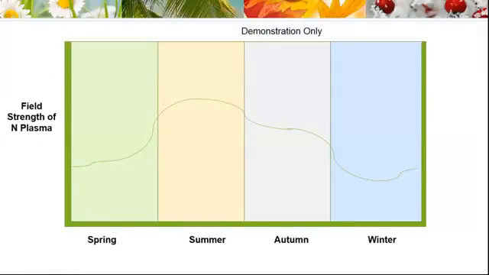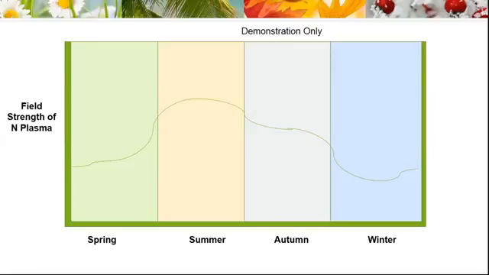I just thought I'd try and do it because some people are very visual. So what I've done is, when you look at the horizontal axis, I've just got the 4 seasons: spring, summer, autumn, and winter. And the vertical axis is just the field strength of the nitrogen plasma.